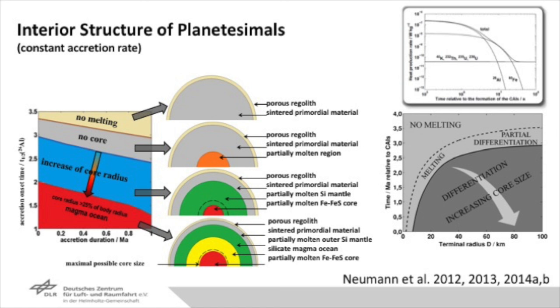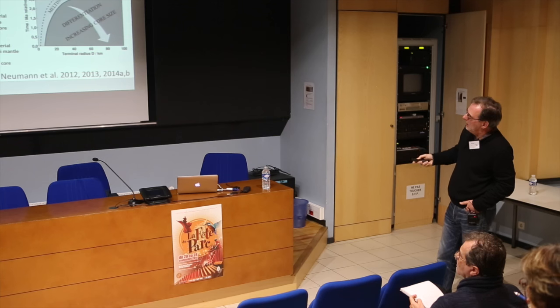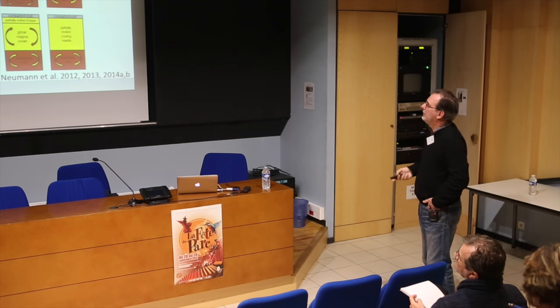Now, as you start later in the accretion, you're getting into incomplete differentiation or no differentiation at all. So if you start late and take a long time to form, you end with a planetesimal that is undifferentiated but has some porous regolith on top of it. And actually, we find all that in the asteroid belt. There's a whole variety of things in the asteroid belt that is matched by these scenarios.